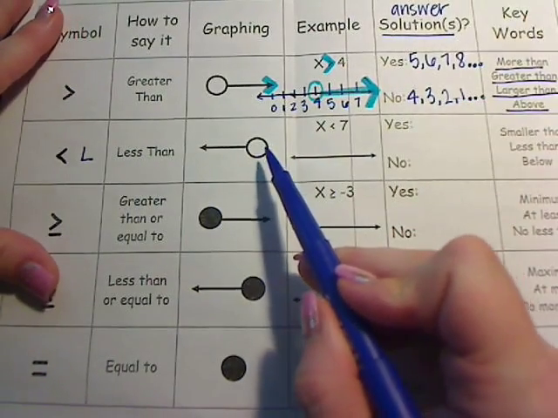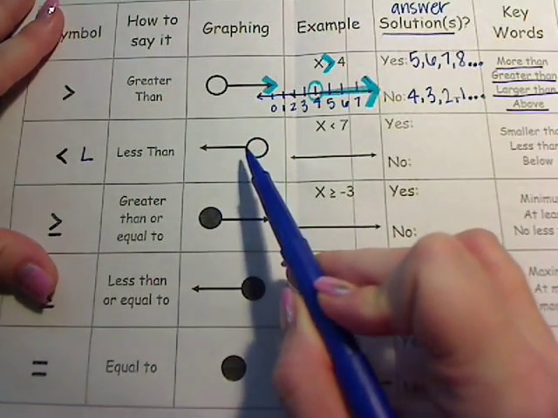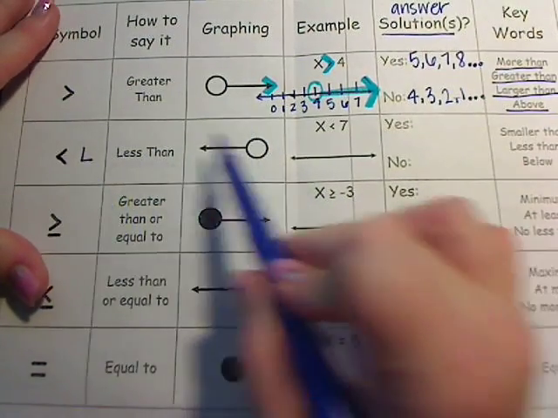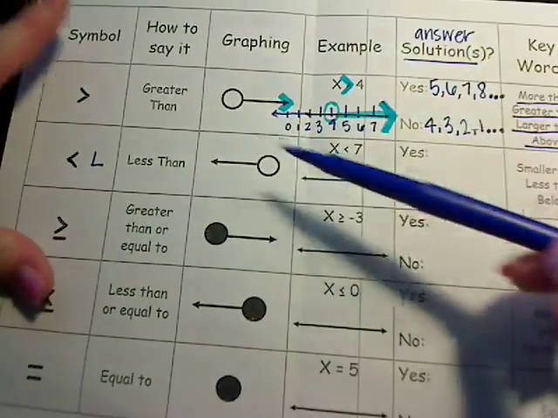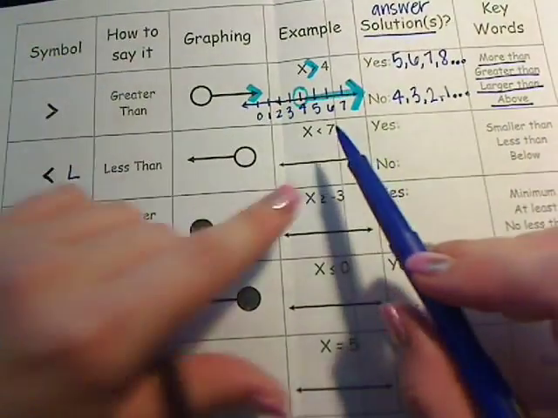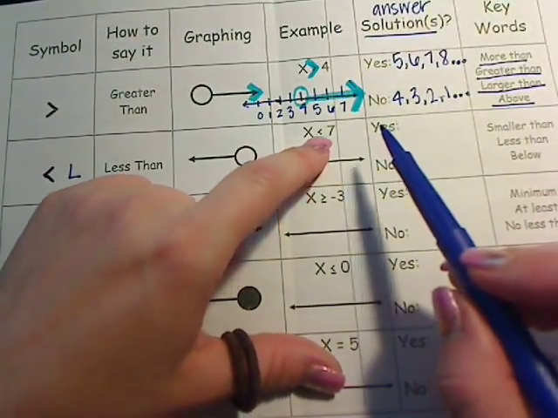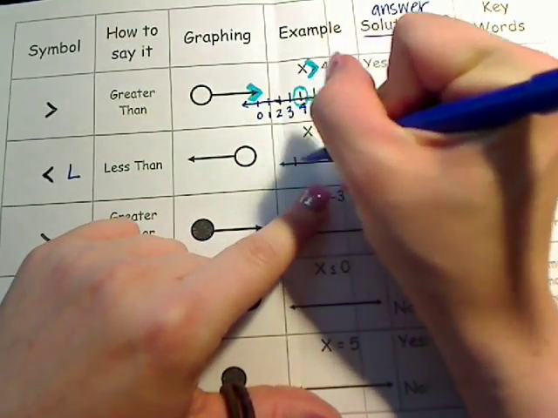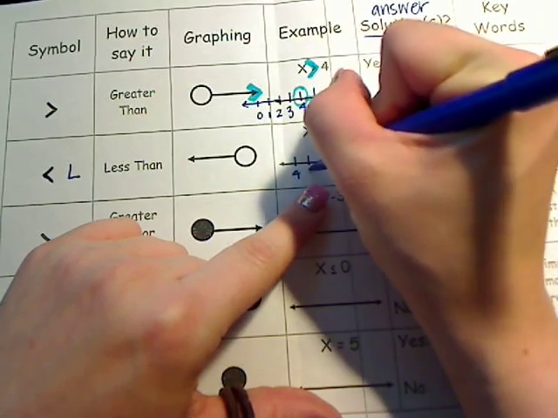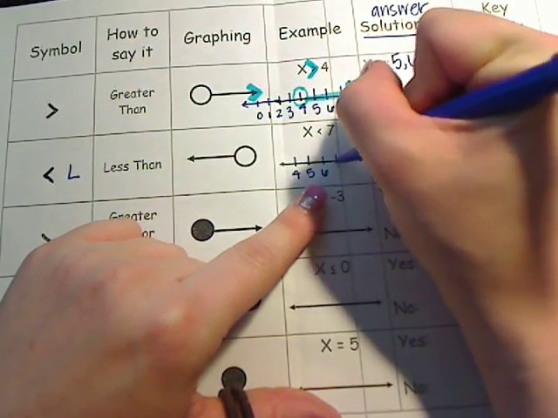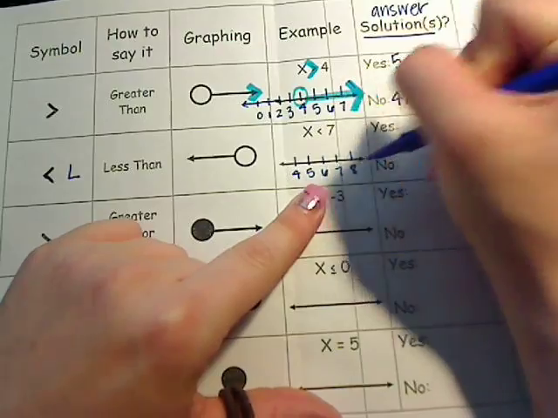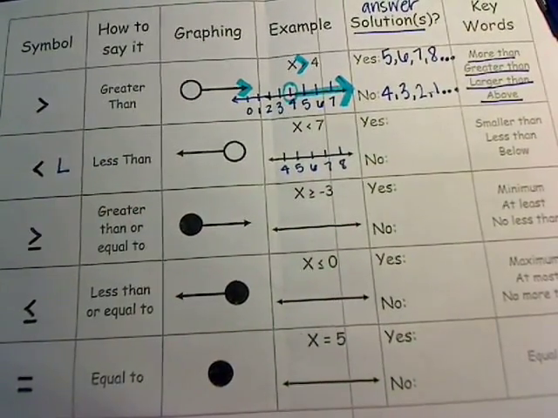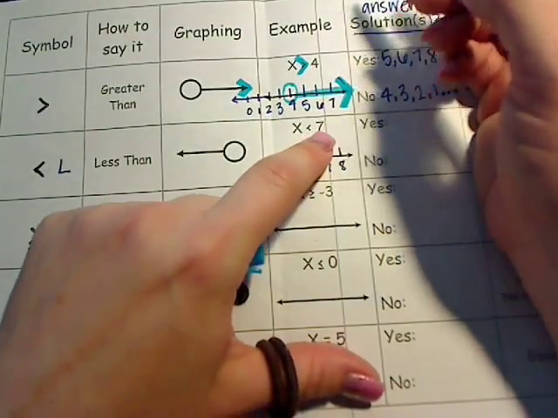If we were going to graph this symbol, it would be an open circle pointing to the left, because on a number line, the farther you go left, the smaller you get, or less than that number. So if I were going to graph x is less than 7, let's go 4, 5, 6, 7, 8. Okay, I'm just making a number line.